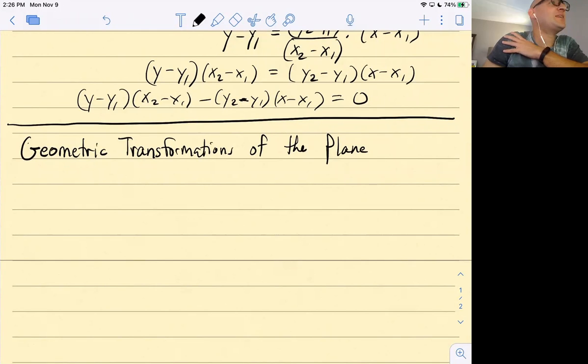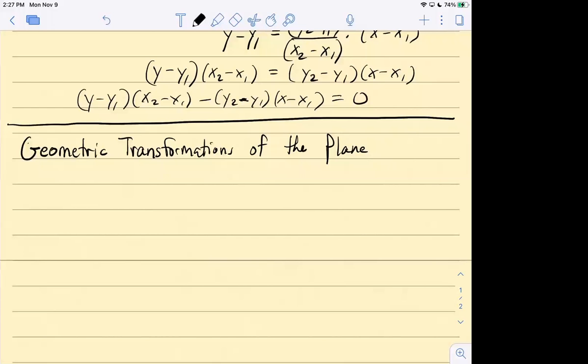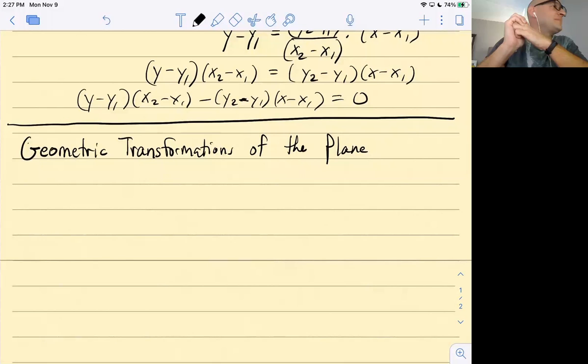So let's see here. Ivan, what are some geometric transformations of the plane? Anyone have some good examples? You learned these probably in middle school, early high school. What are some of the things that you can transform? What are the things that you can do to shapes?